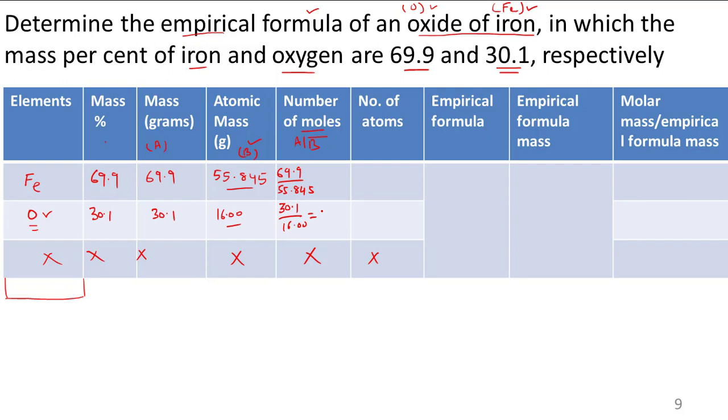Now if we calculate these values, let us see, 69.9 divided by 55.845 is 1.25.